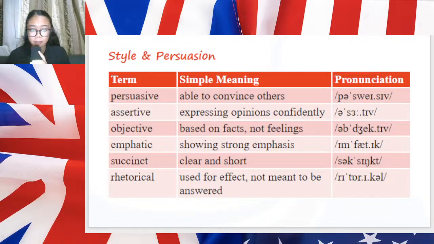Okay, continuing. We're done with rhetorical. The stressed syllable is on the second syllable, tor. So for style and precision, the terms include persuasive, assertive, objective, emphatic, succinct, and rhetorical.